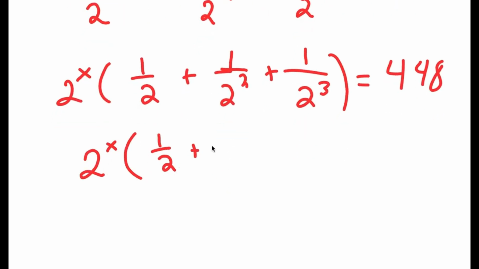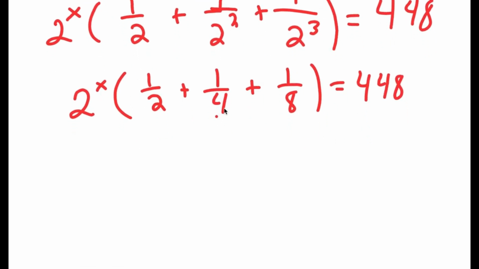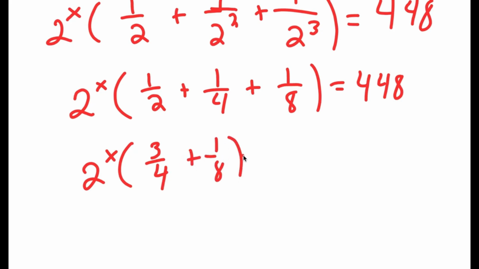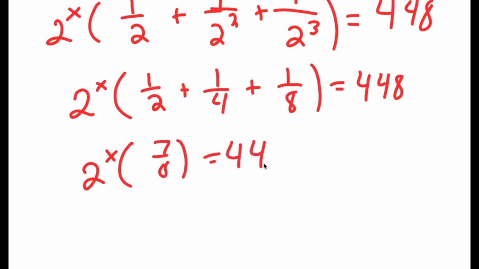Now this is equal to 1/2 plus 1 over 4 plus 1 over 8. This is equal to 448. Now 1/2 plus 1/4, that's going to be 6 over 8, which is equal to 3 over 4. And 3 over 4 plus 1/8, that's going to be 7 over 8. So now I have 7 over 8 times 2 to the power of x is equal to 448.